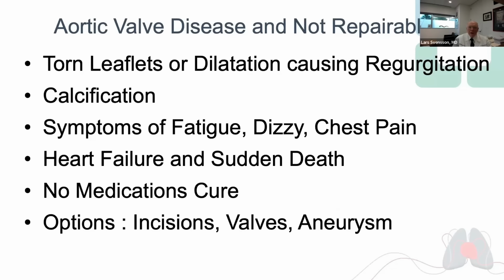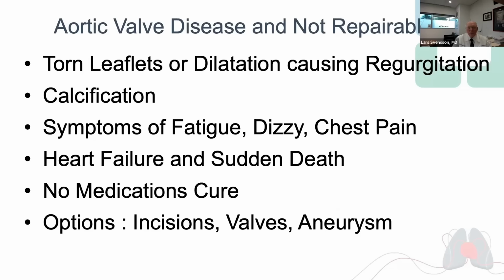So here are some things to keep in mind that we think of as surgeons as far as whether a repair is possible or not, and that's all repairs, not just reimplantations. How badly are the leaflets torn, and is it dilatation that's causing the leaking valve? Calcification usually means we're not able to do a repair, but we do sometimes do that with bicuspid valves.